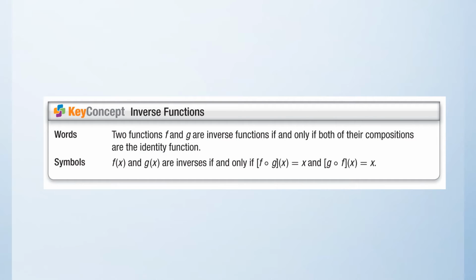Okay, so here we have a very important key concept that you'll want to write down in your notes. Two functions, f and g, are inverse functions if and only if both of their compositions are the identity function. All right, so here we have it in words as well as symbols. Remember, identity function is f of x equals x. So when you perform the compositions of both functions, you should get a result of x.